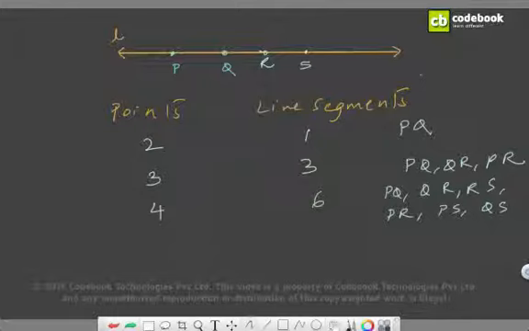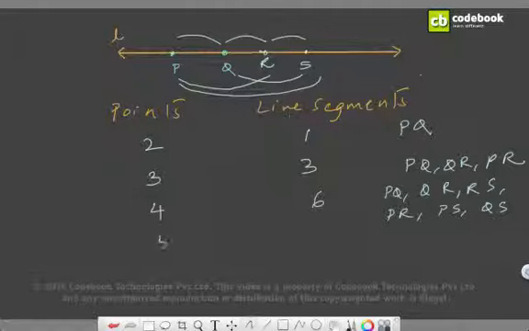Similarly, if you add one more point S, you have 4 points, and the line segments that you have now are PQ, QR, RS, PR, PS and QS. So you have 6 in total. Similarly, if you have one more point T over here, you will end up with 10 line segments, and you can do it as an exercise to identify all the different line segments which constitute those 10 line segments.